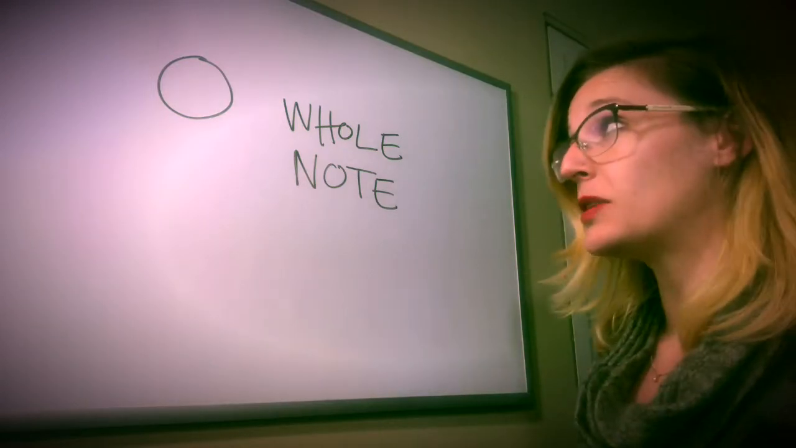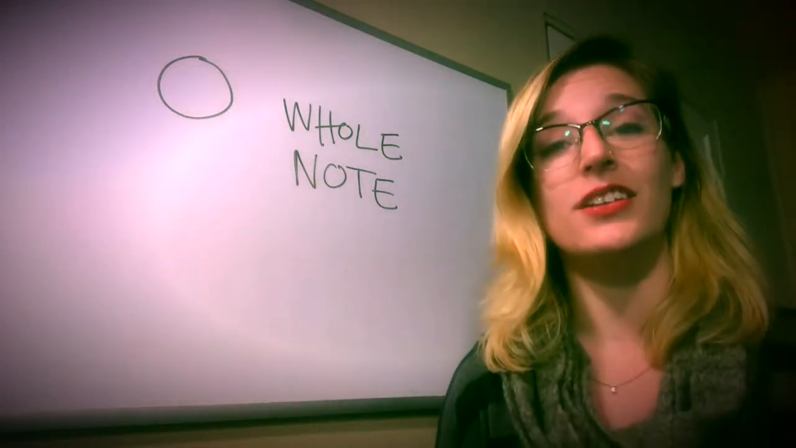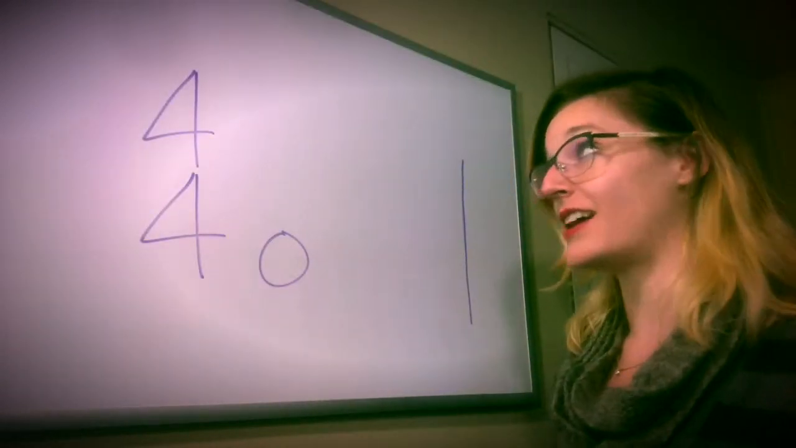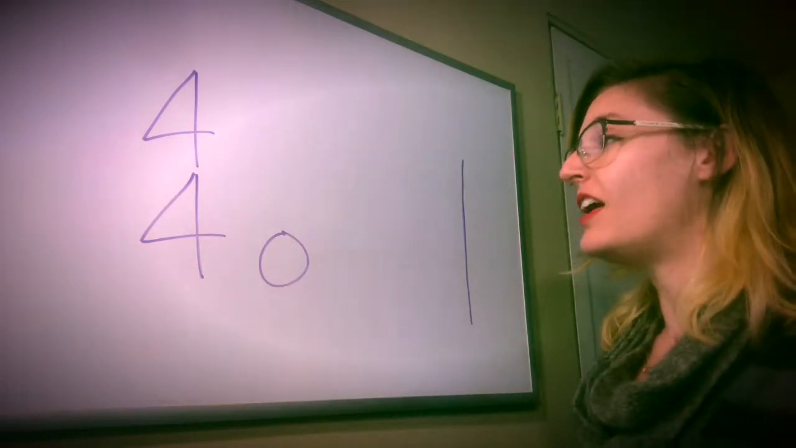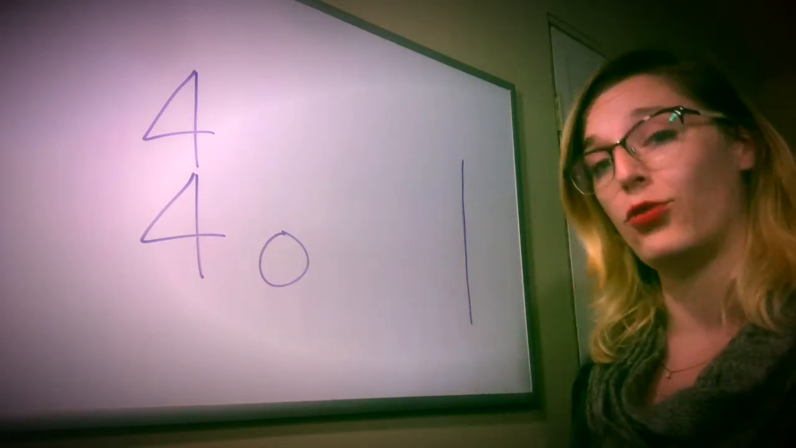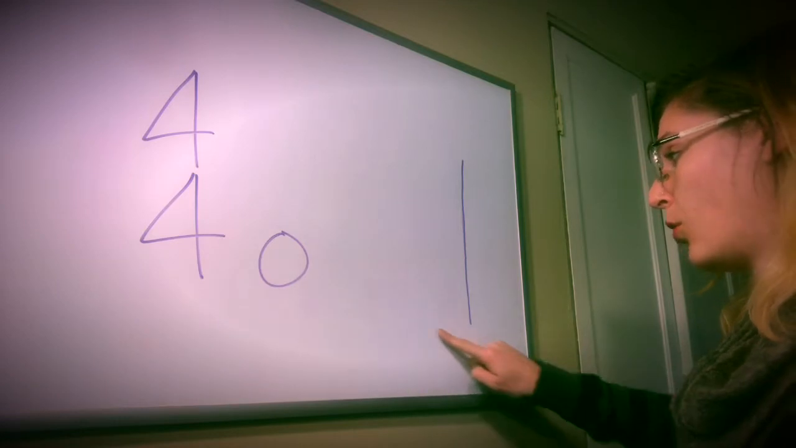The whole note can also be called a full note because, again, it is worth a full measure in common time. So if a whole note is worth 4 beats and we have 4 total beats in one measure of 4/4 time, that means we can fit exactly 1 whole note in one measure of 4/4 time. 1, 2, 3, 4. And then we come across a bar line.